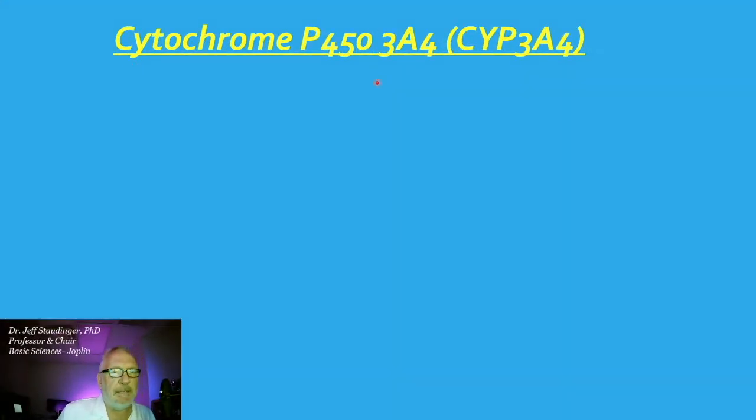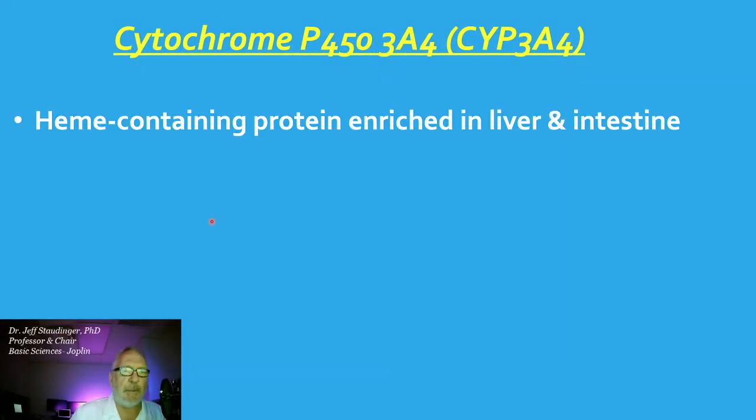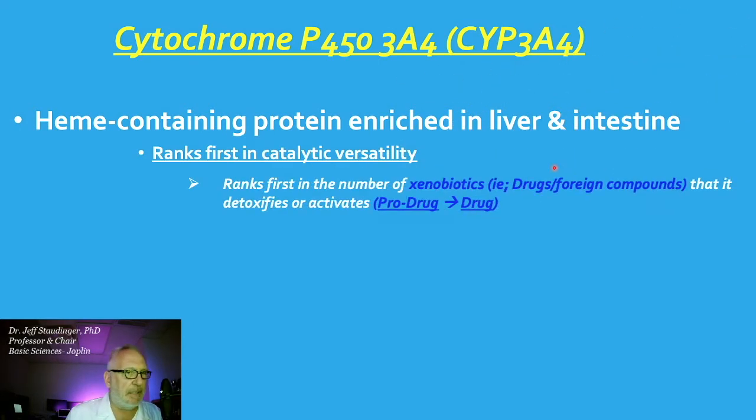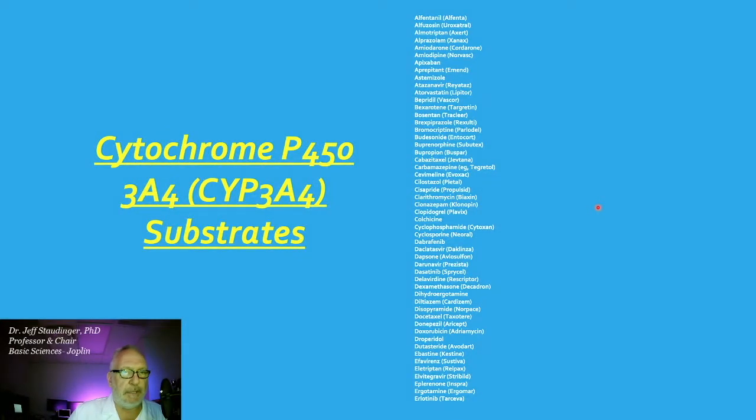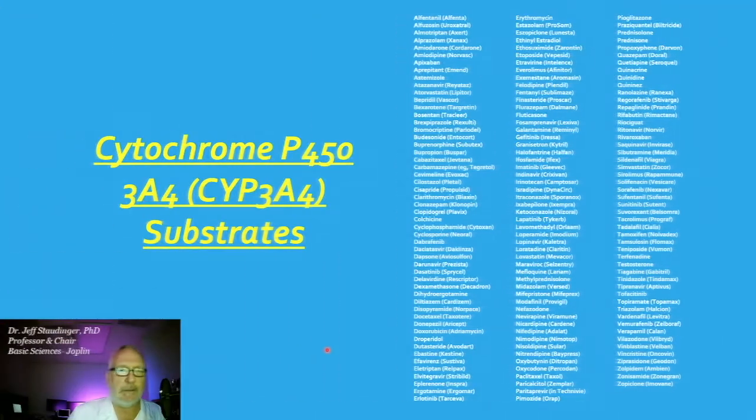Let's talk about CYP3A4. It's a heme-containing protein enriched in liver and intestine. It ranks first in catalytic versatility. It also ranks first in the number of xenobiotics, drugs, and foreign compounds that it detoxifies or activates. CYP3A4 and carboxylesterase in particular are enzymes that convert prodrugs into drugs. CYP3A4 has numerous substrates, and some are listed here. Here are some more. As you can see, it's a very prolific enzyme. It has a broad substrate selection.